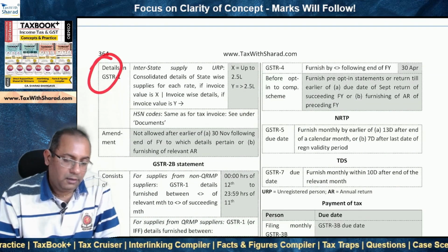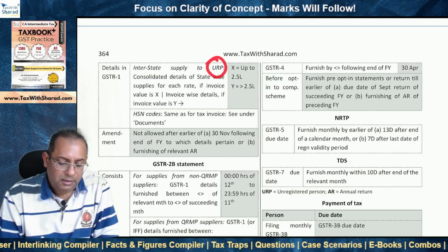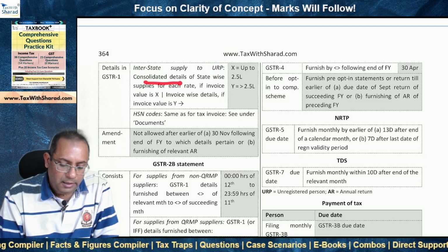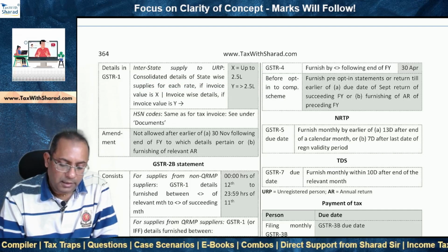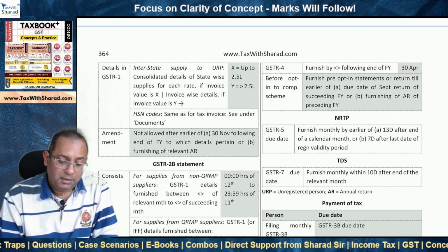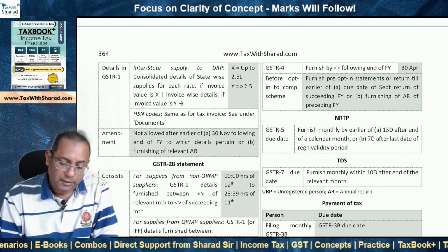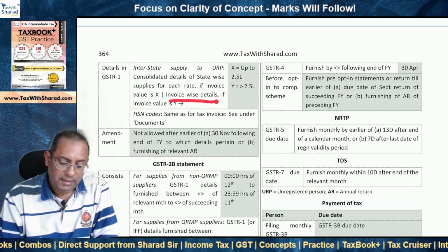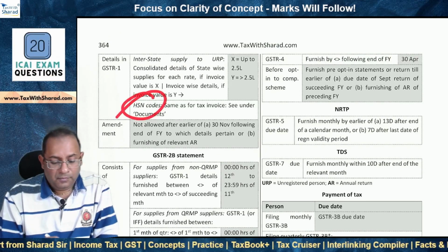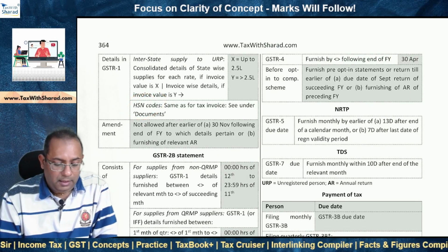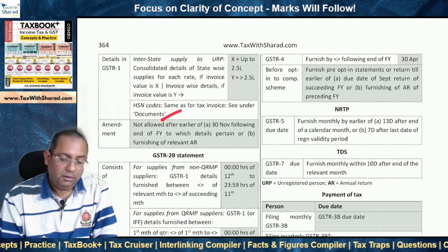Certain details are required to be given in GSTR1. In case of interstate supply to unregistered persons, consolidated details of state-wise supplies for each rate are to be given if invoice value is up to 2.5 lakh. If invoice value is more than 2.5 lakh, then invoice-wise details need to be given. As far as HSN codes are concerned, how they are to be given is the same as we discussed in the case of a tax invoice when we were talking about the chapter on documents.